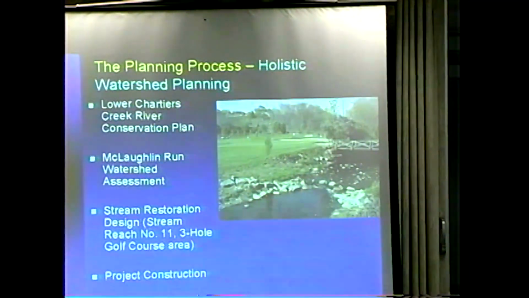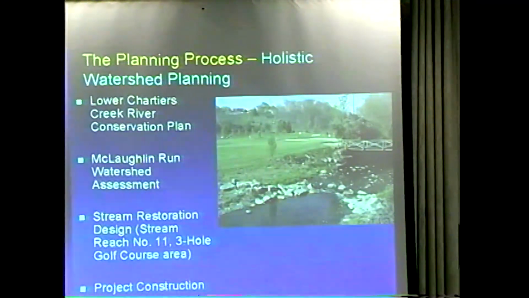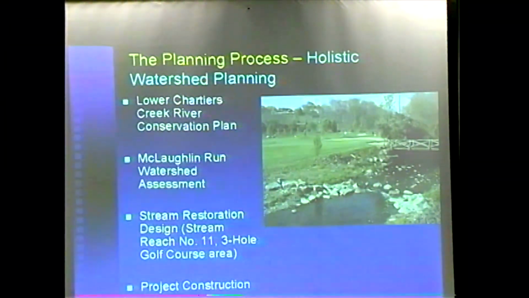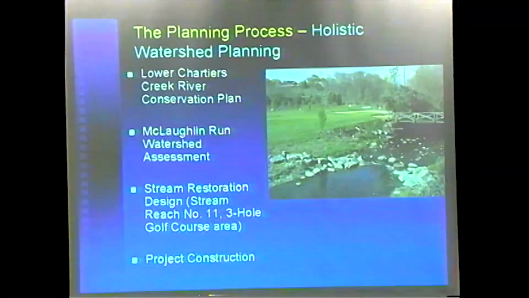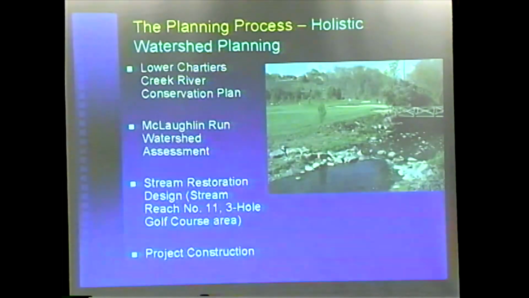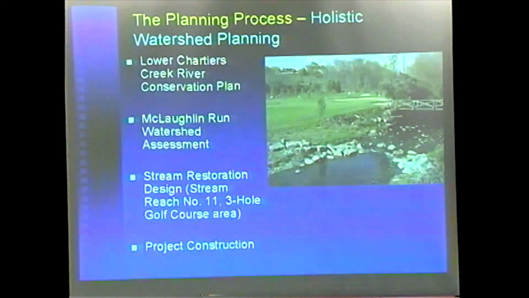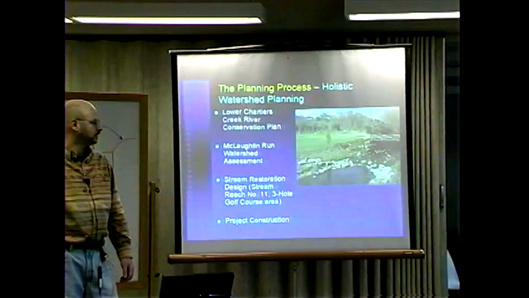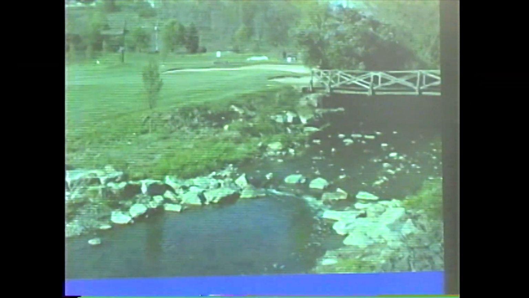Then we put in for some grant monies and got the funds to complete the McLaughlin Run watershed assessment. One of the recommendations of that assessment, once we knew where problem areas were, was the three-hole golf course area in Upper St. Clair Township to do the engineering design for that restoration area. And then following that design effort, construction was completed. And this is just a photograph of that completed project area by the second hole of the three-hole golf course.